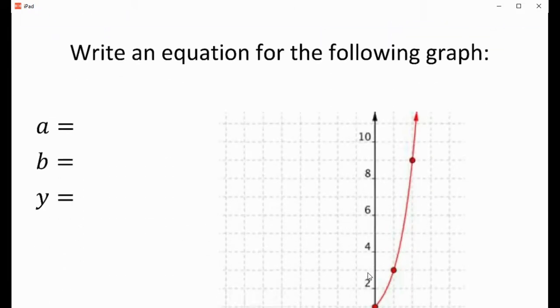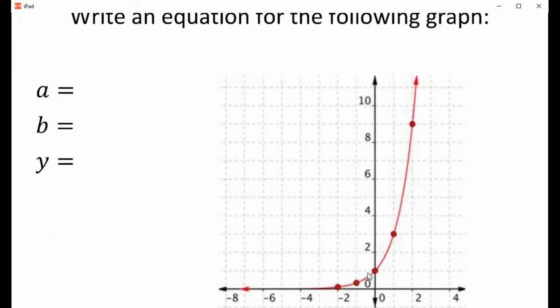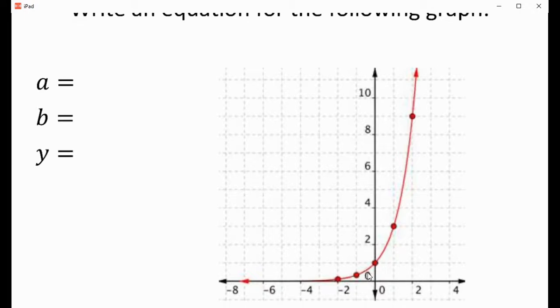All right. Writing equations from a graph. A comes from the y-intercept, which in this case is 1. And then to figure out B, we have to figure out what we multiply by as we go up each time. So my next point that crosses at the corner of a box, I've got 3 and then 9. So if I go from 1 to 3 to 9, the pattern is that I am multiplying by 3.